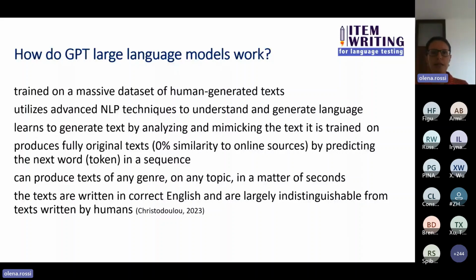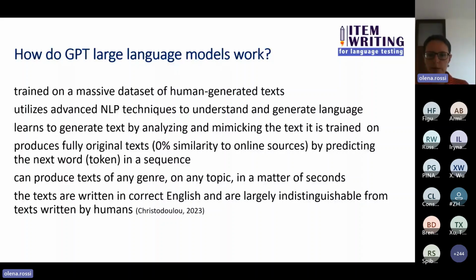GPT can produce text of any genre on any topic in a matter of seconds. It can also be asked to produce items to go with the text. And that's one way we can use it for language test item generation. I'll talk about this a bit later. GPT-generated texts are written in correct English, and they are largely indistinguishable from texts produced by humans.